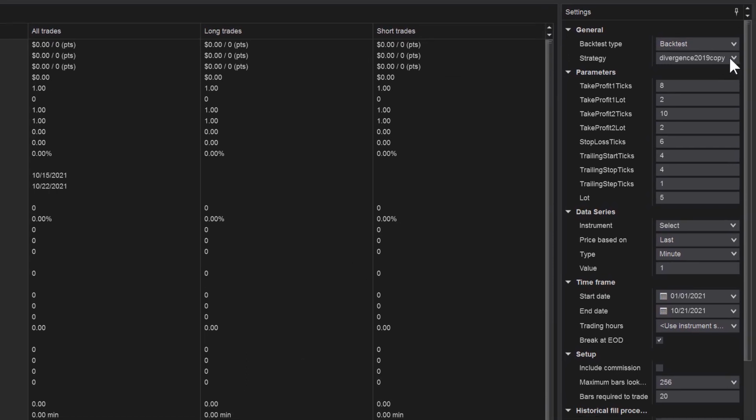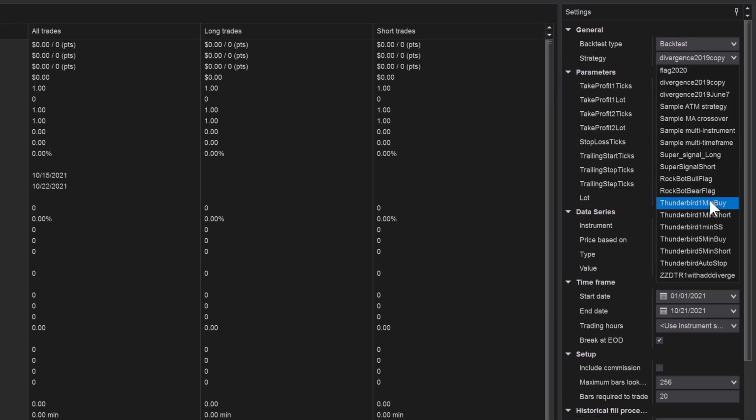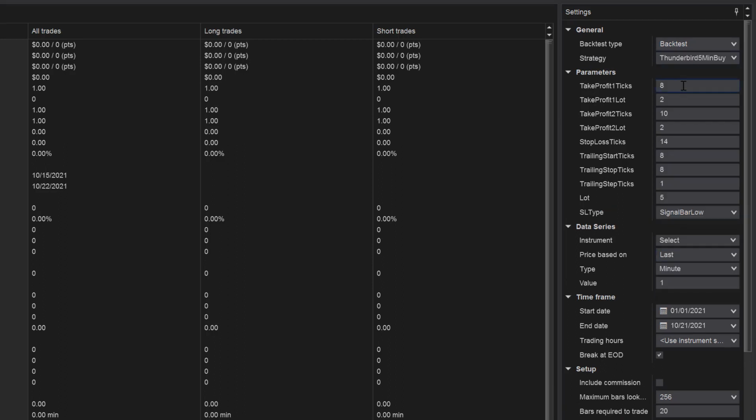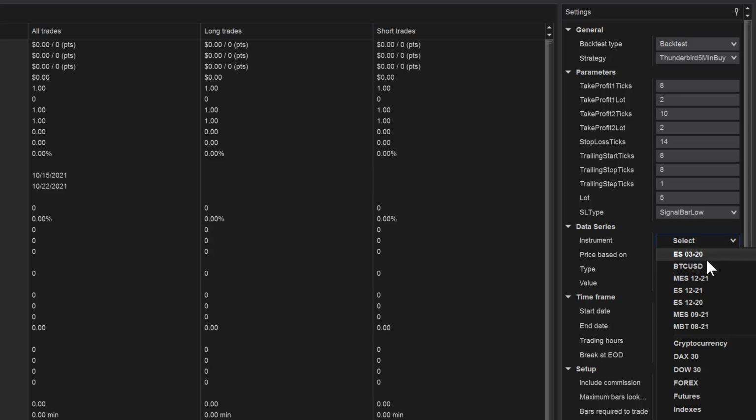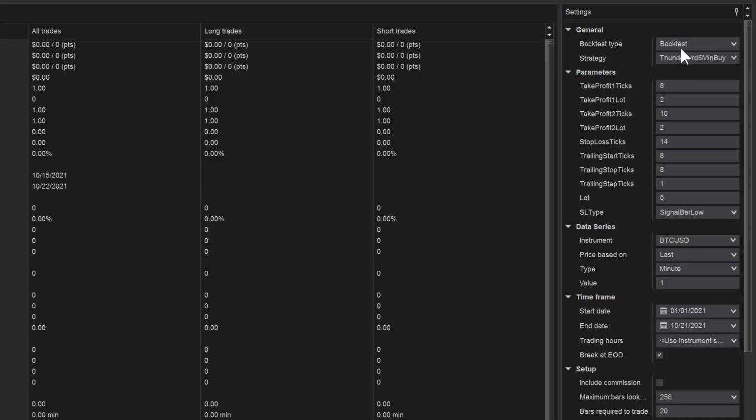Now we're actually going to use a backtest. I want to go to strategy, the 5-minute, we'll go 5-minute buy, and the instrument is going to be BTC USD.